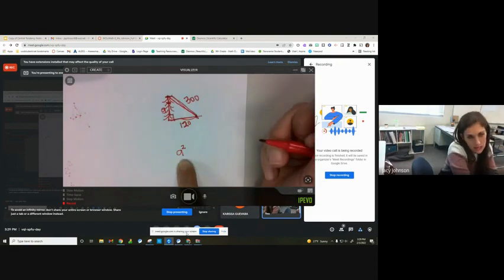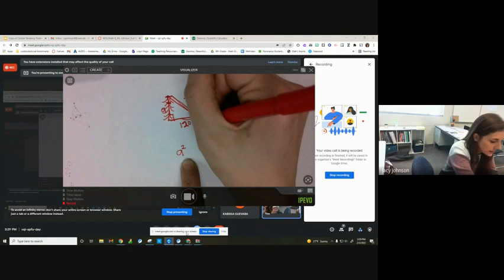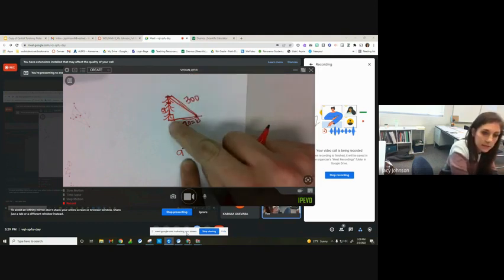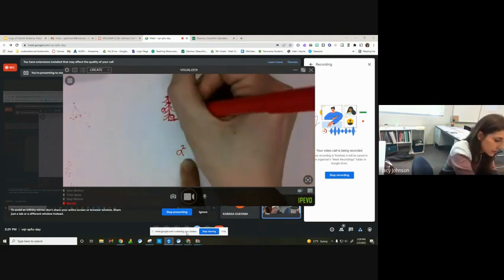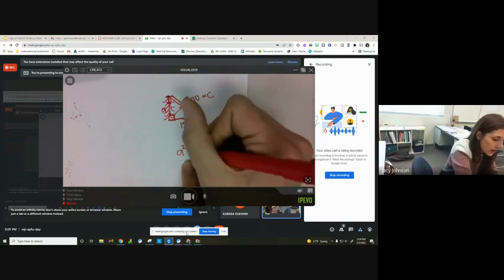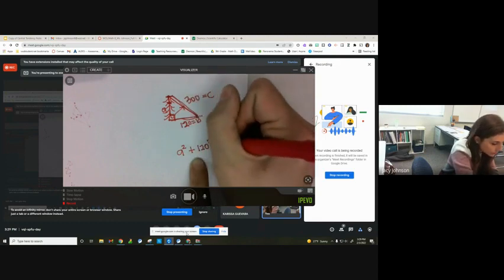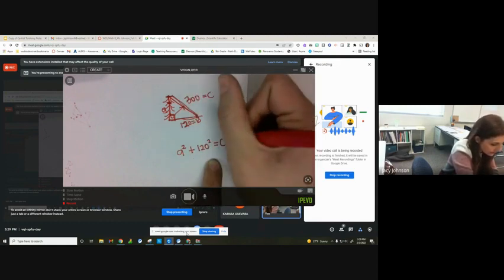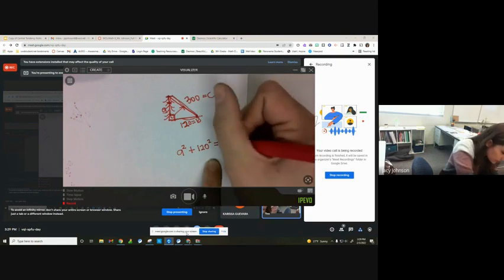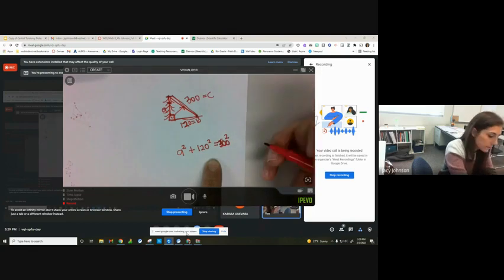Because I don't know A, I'm going to make it A squared. I'm going to label my other two sides. This is B because it's my other side that makes up my right angle. I know this is C because it's across from my right angle. And now we'll fill that in. So A squared, 120 squared equals C squared, which is 300. So sorry, scratch that C, right in the 300 squared.